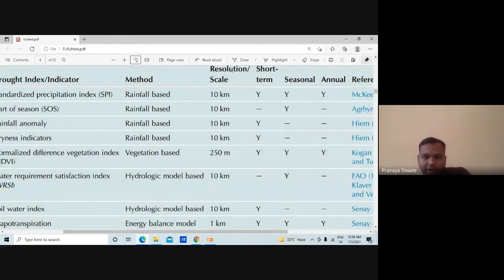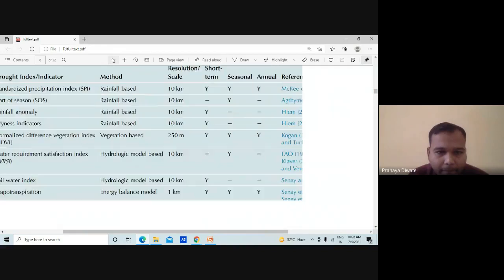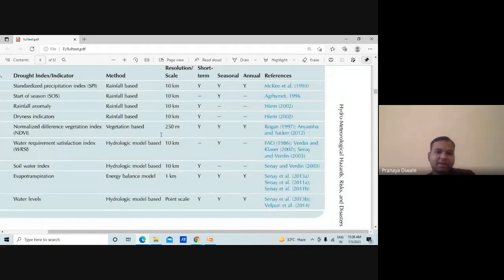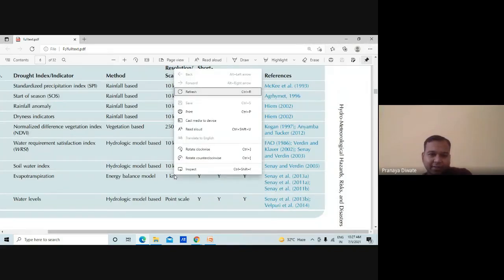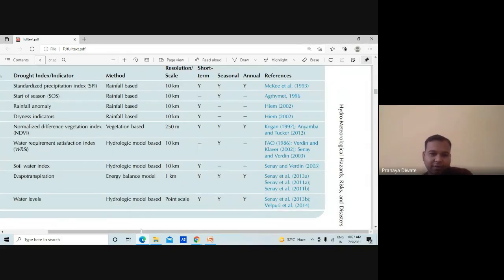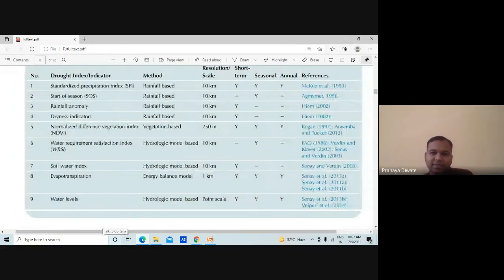Here you have different indicators and different indexes, so indicators are nothing but indexes. You can see the resolution, the time scale, how much spatial area can be covered, and what the temporal resolution is. All of this can be read from this table.